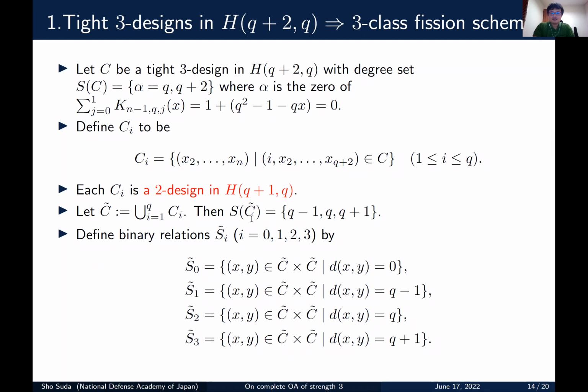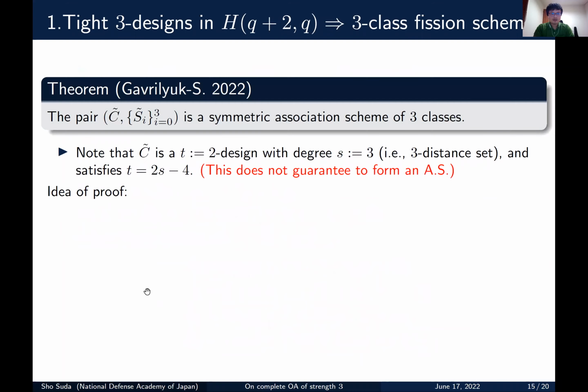So this C tilde is a 3 distance set, and using the 3 Hamming distances, we can define binary relations on the set C tilde like this. Now our claim is that this pair, C tilde and the binary relations defined from the Hamming distances, forms a symmetric association scheme of three classes.